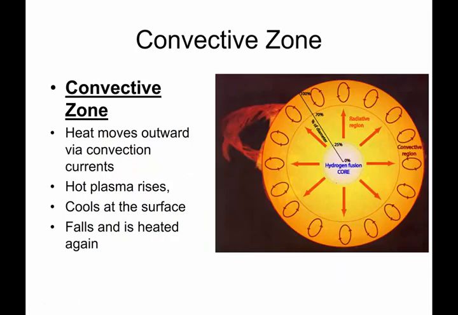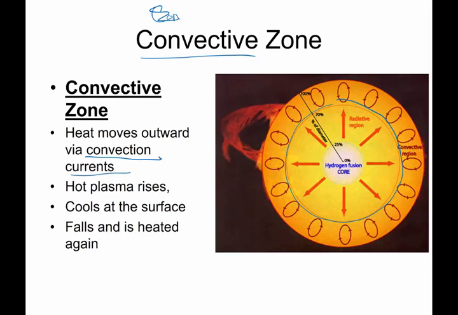After the radiative zone, there is an area that is called the convective zone. Some people call it convective zone. Some people call it conductive zone. We're going to stick with convective zone. That's more accurate. What happens there is heat actually moves from the radiative zone to the outside of the star via a process called convection currents.